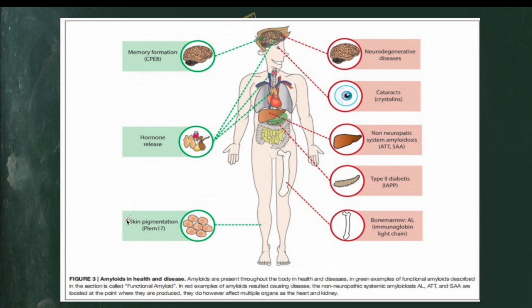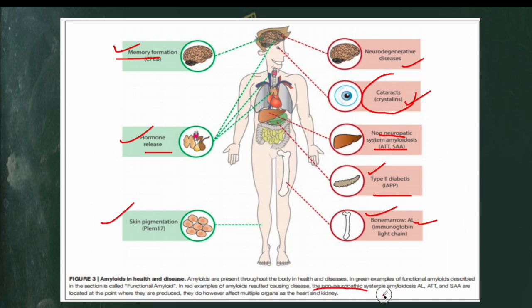Now the amyloid, as I told you earlier, can involve many organs in our body. In the brain it is involved in memory formation. It is also involved in hormone release. It also plays a role in skin pigmentation. It also has a role in neurodegenerative diseases. In the eye it is involved as cataracts in the form of crystallins. In the liver it is involved in non-neuropathic systemic amyloidosis. In the pancreas it can lead to type 2 diabetes also. And in the bone marrow the immunoglobulin light chain, that is AL, can be formed.